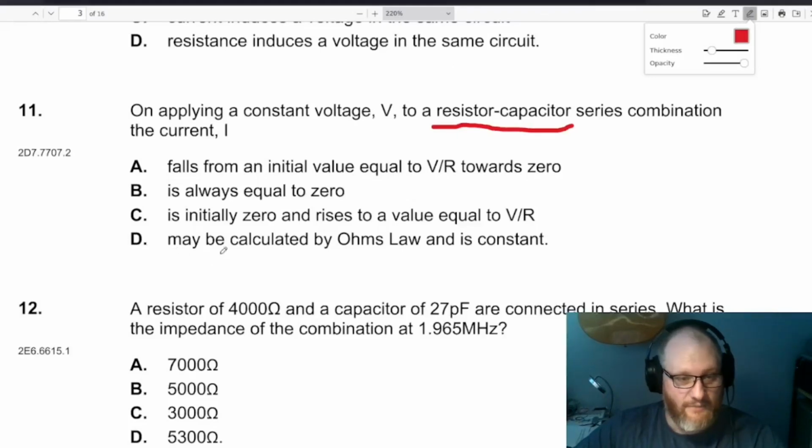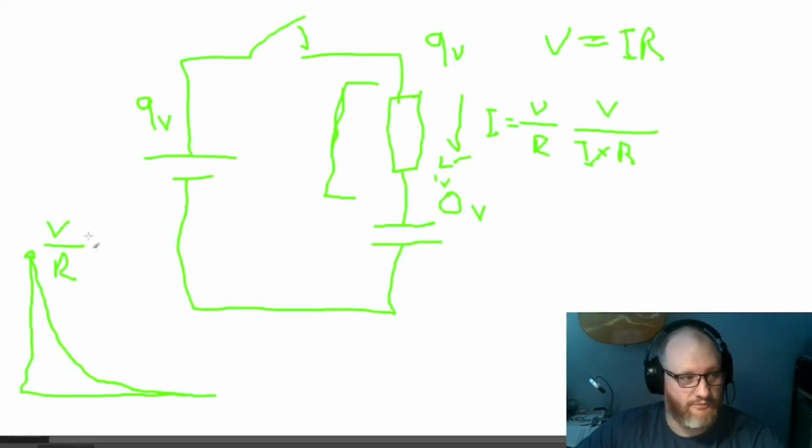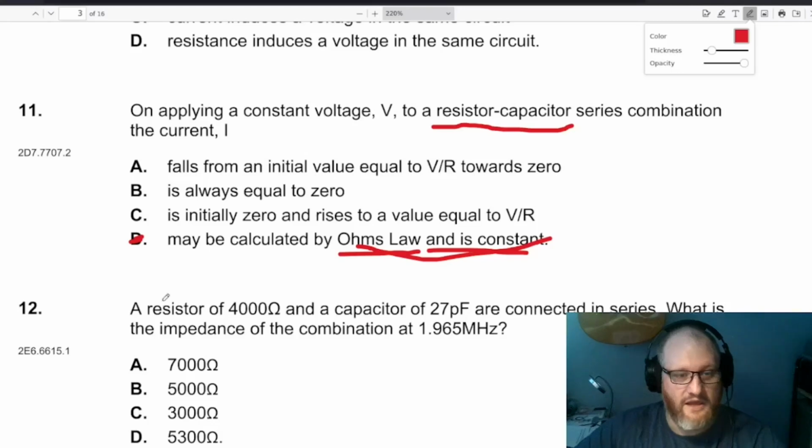So option D, may be calculated by Ohm's law. Well, that's sort of correct, and is constant. Well, we know that's not the case because we see that it's got a gradient to it, as we can see in our lovely graph. C, is initially 0. No, that's incorrect. It's initially V over R. B, is always equal to 0. That's also incorrect because it goes towards 0, but it starts at V over R. And we have option A, falls from an initial value equal to V over R towards 0, and that is in fact the correct answer.